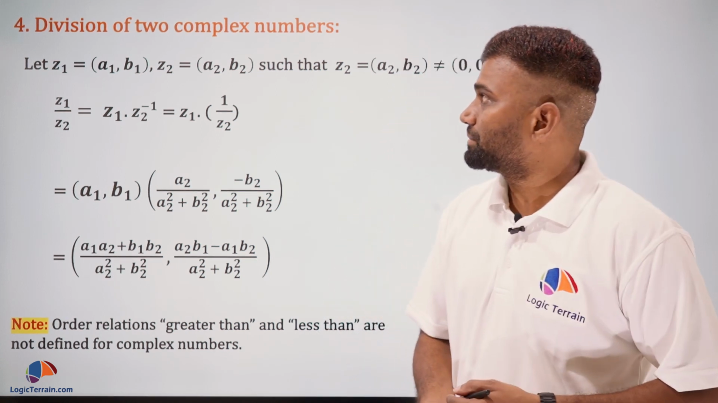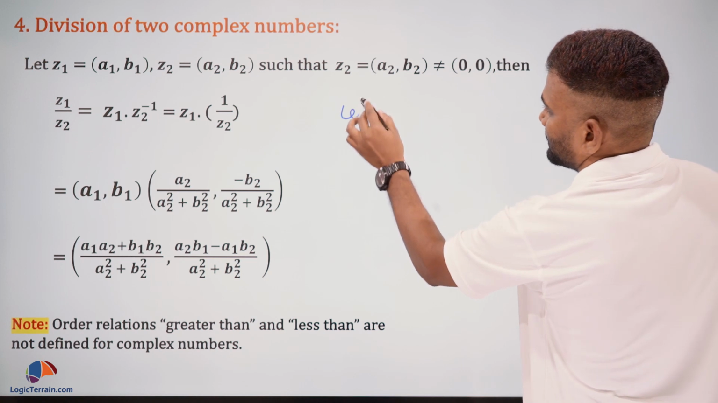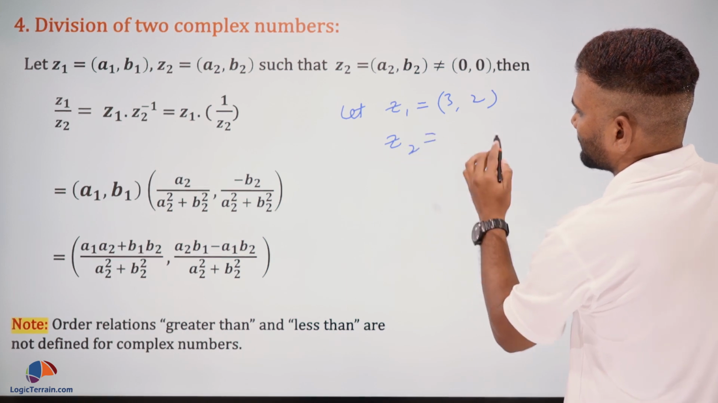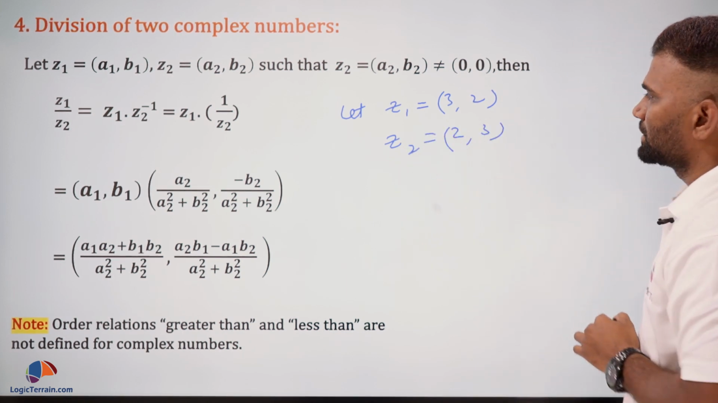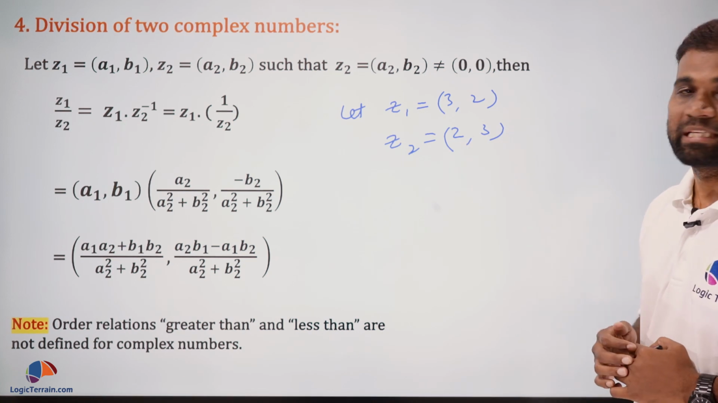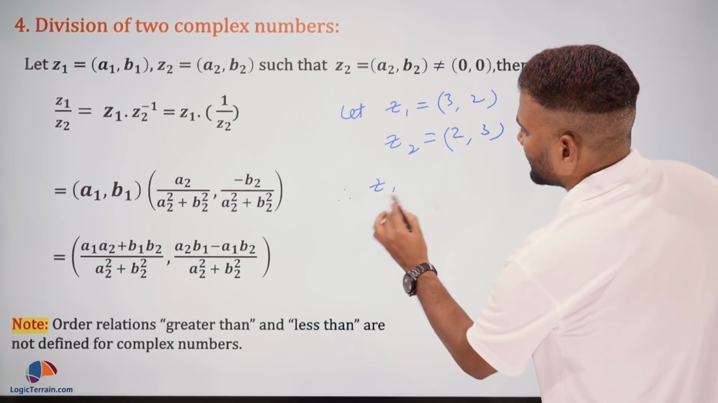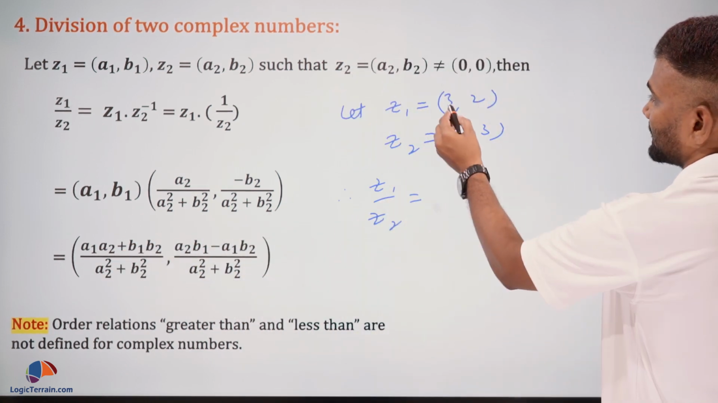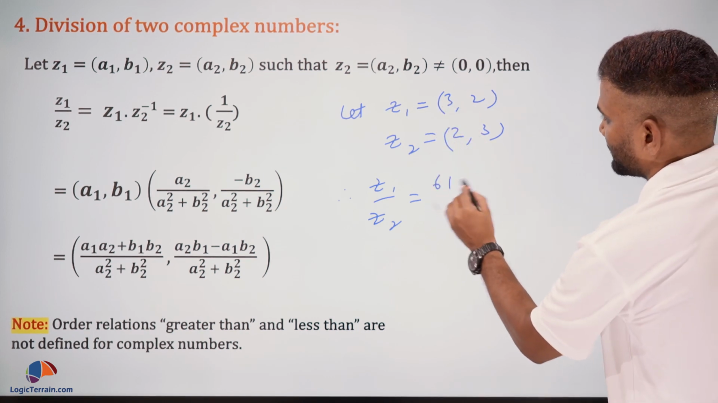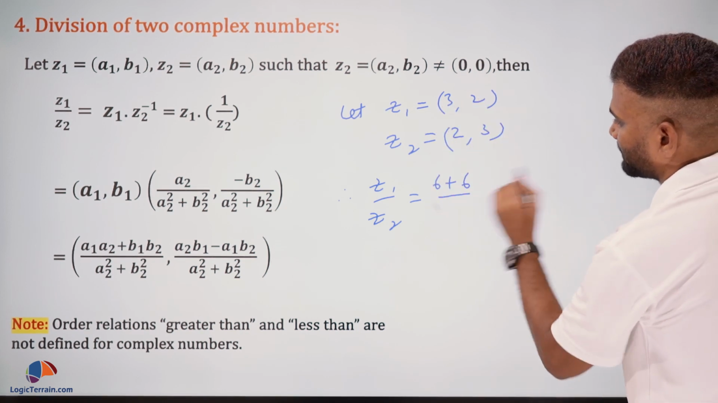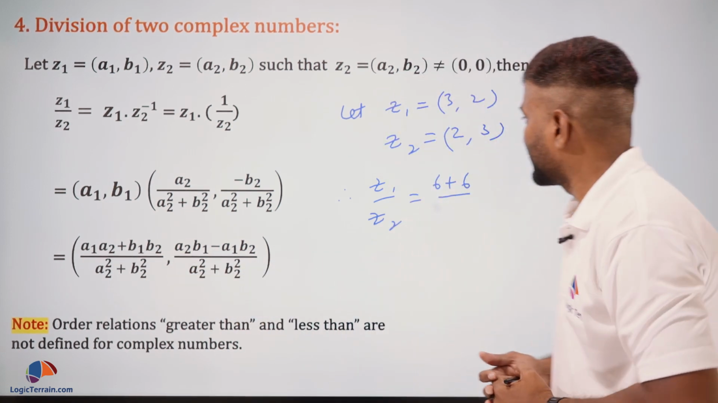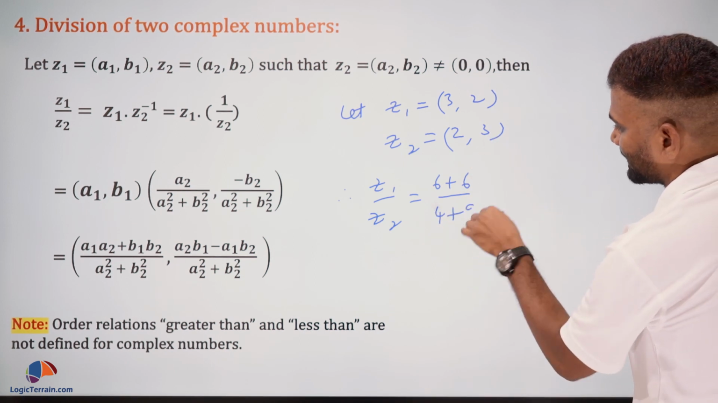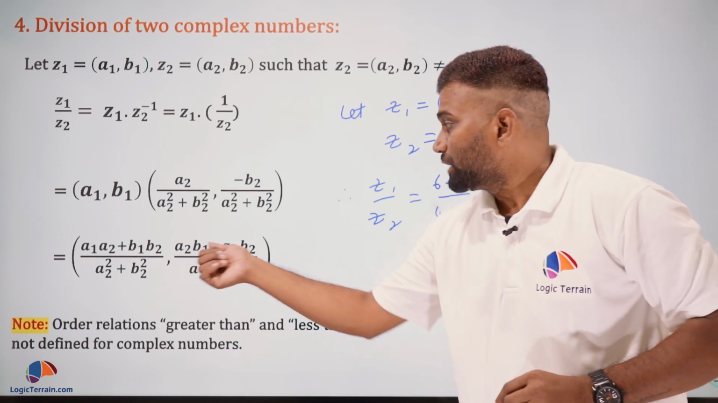So let us see one example for division. Let z1 is equal to (3, 2) and z2 is equal to (2, 3). So this is a1 b1, this is a2 b2. Then z1 upon z2 is equal to (a1 a2 plus b1 b2), that is a1 a2, 3 2s are 6, plus b1 b2, 2 3s are 6, upon a2 square plus b2 square, a2 square, that is 4, plus b2 square, that is 3 square, 9.